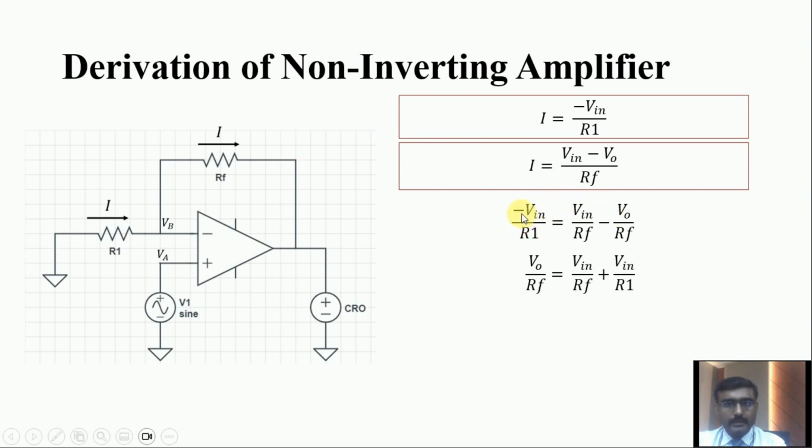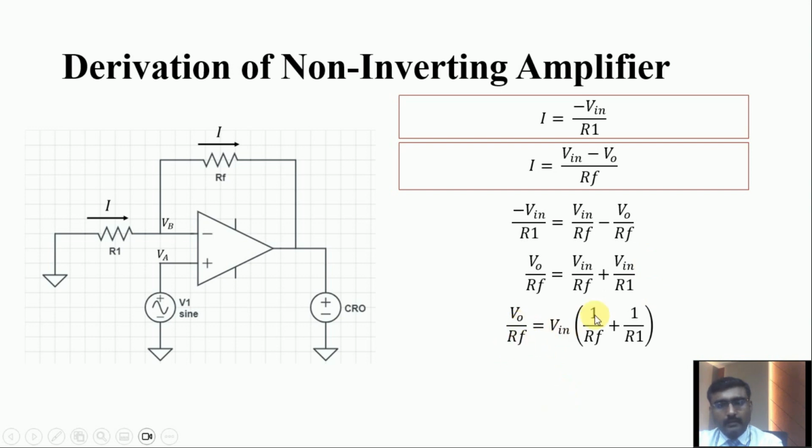Next, we bring Vout here, which is positive. Minus Vin divided by R1 comes to the right side as plus Vin divided by R1. In this equation, I take Vin as common outside. Now the equation becomes 1 divided by RF plus 1 divided by R1. Now we are going to find the gain of the amplifier. The gain is equal to Vout divided by Vin, so we cross multiply this equation.